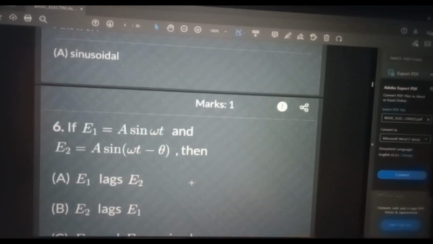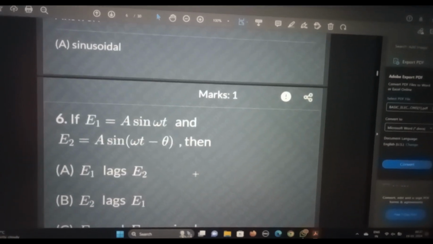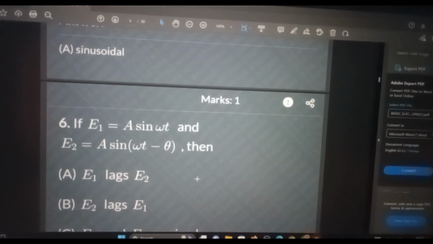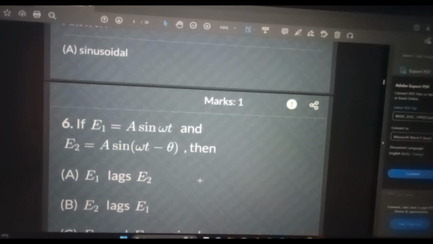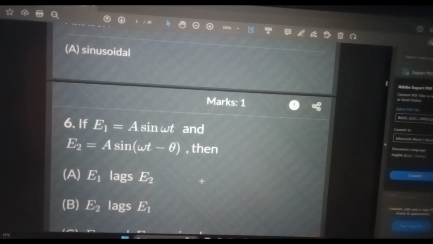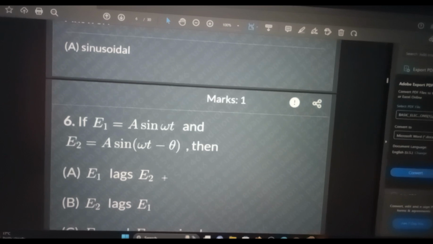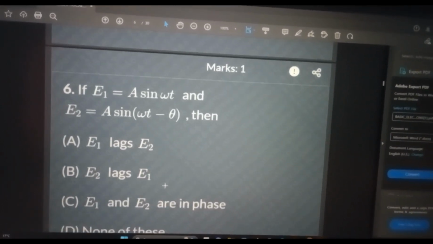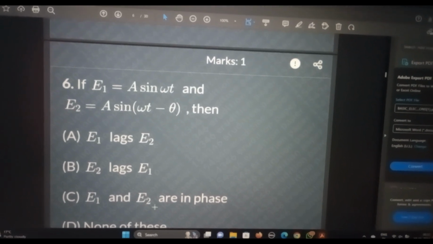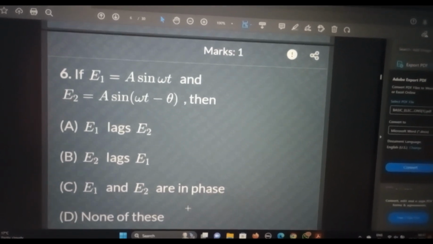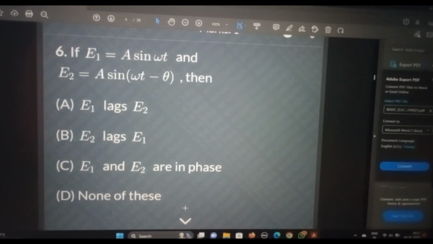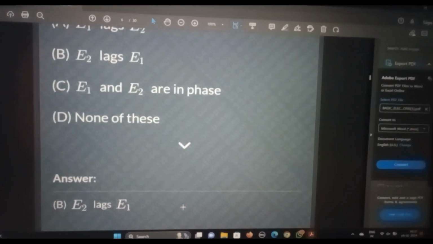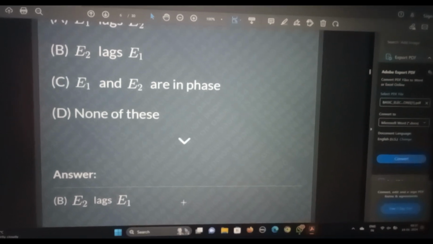Number 6. If E1 is equal to A sin omega t and E2 is equal to A sin (omega t minus theta): option A, E1 lags E2; option B, E2 lags E1; option C, E1 and E2 are in phase; option D, none of these. The right answer is E2 lags E1, option B.